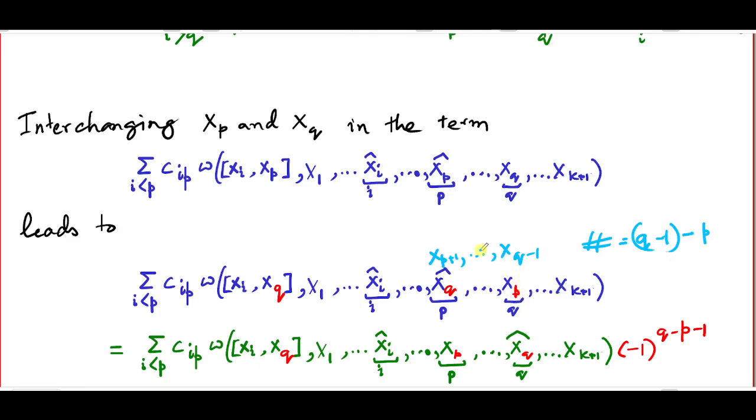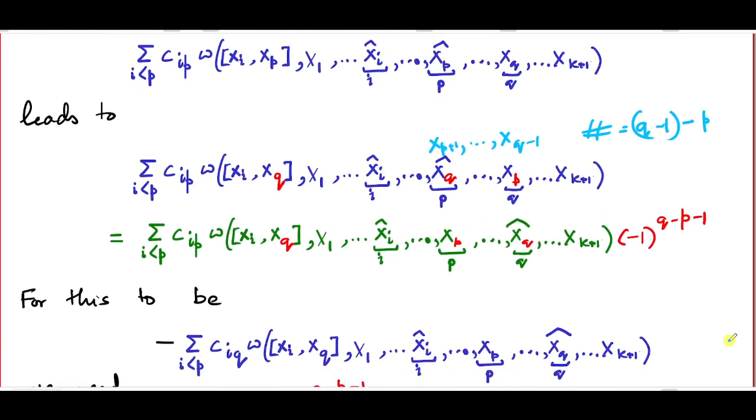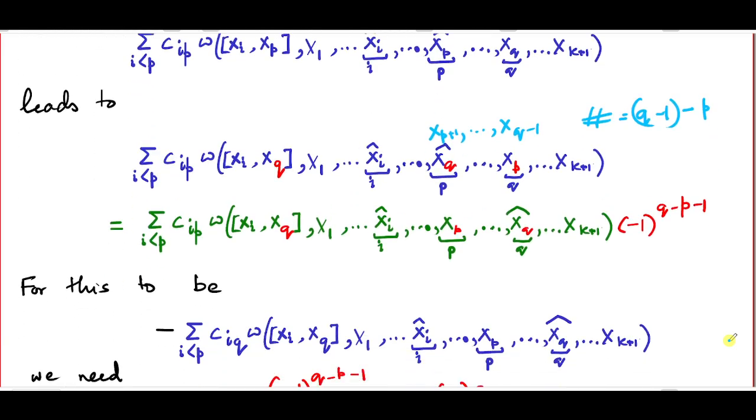Now, in order to bring the xp all the way up here, you will have to interchange xp with each and every one of these vector fields. q minus 1 minus p interchanges, so this brings up a factor of (-1)^(q-p-1). Now, this has to be the negative of the term which had xi, xq in the original prior to interchange, and this is what you must have. This minus sign, of course, is because you want the xp xq interchange to lead to an overall minus sign.